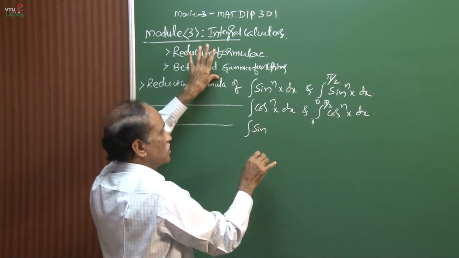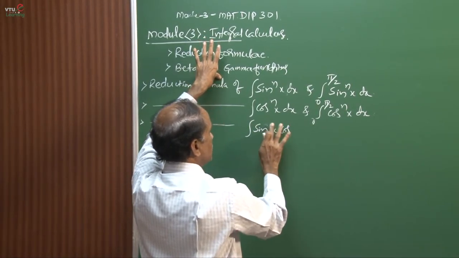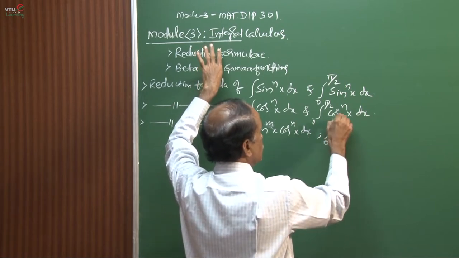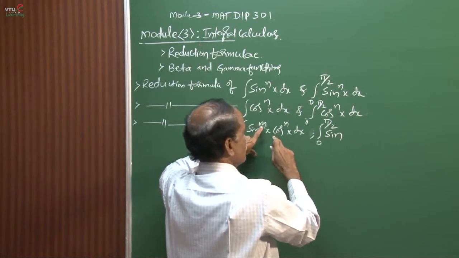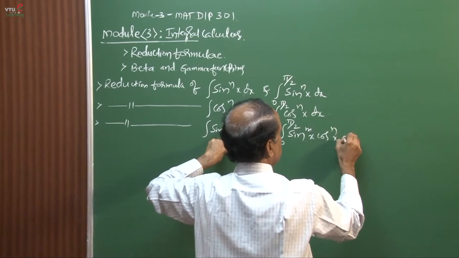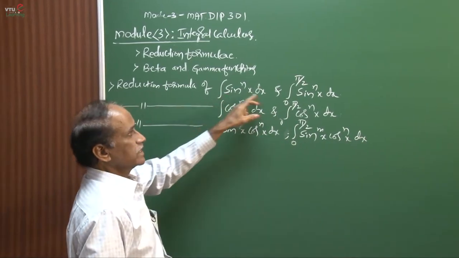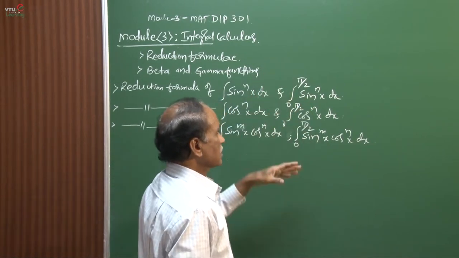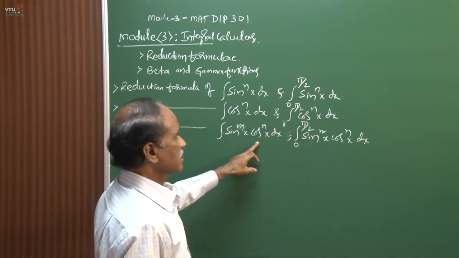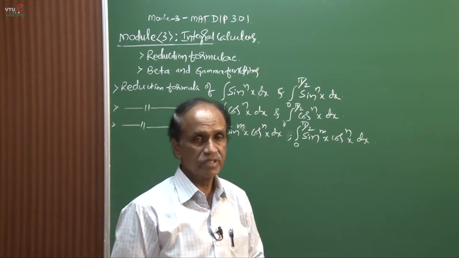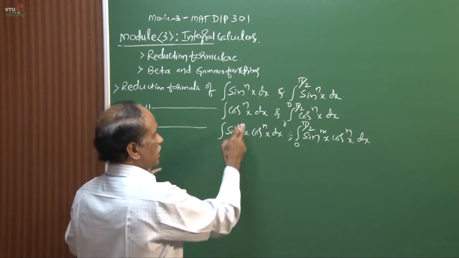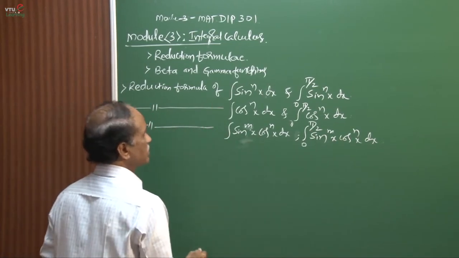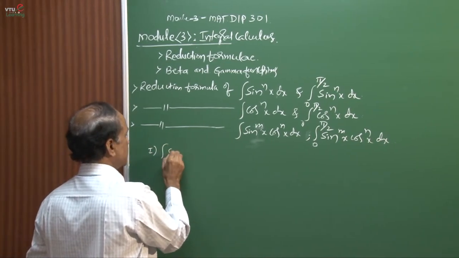According to your syllabus, these three results are there: sin to the power m x and cos to the power n x dx, and its definite integral value from 0 to pi by 2, sin to the power m x cos to the power n x dx. Now I shall derive one expression here, the reduction formula of integral of sin to the power n x, and I shall derive the value of the definite integral, and a similar discussion will happen in the others. The product involves two trigonometric functions. The single trigonometric function sine is the first result, another trigonometric function cos is the second result, and the product of these two is the third result. Now I shall discuss the first result, reduction formula of integration of sin to the power n x.